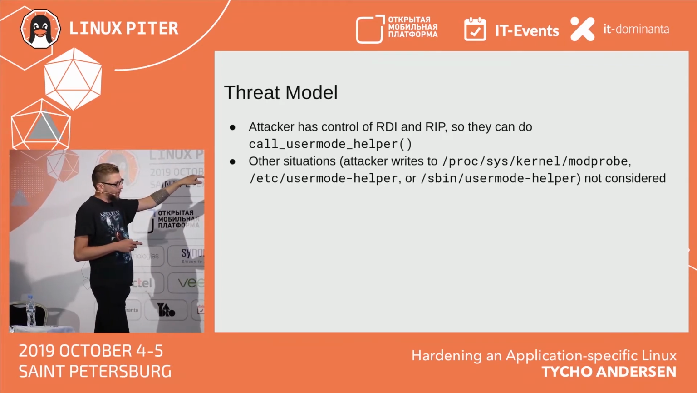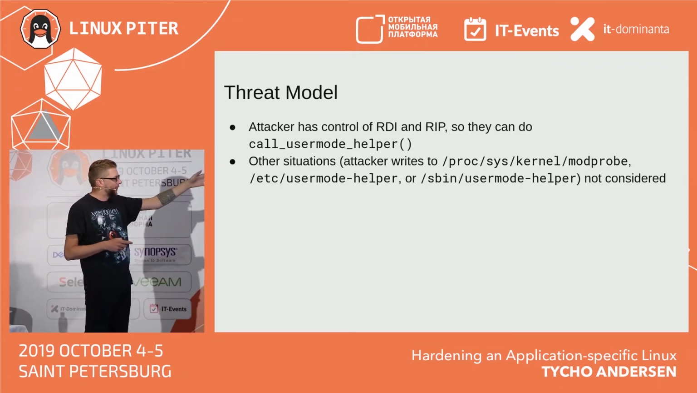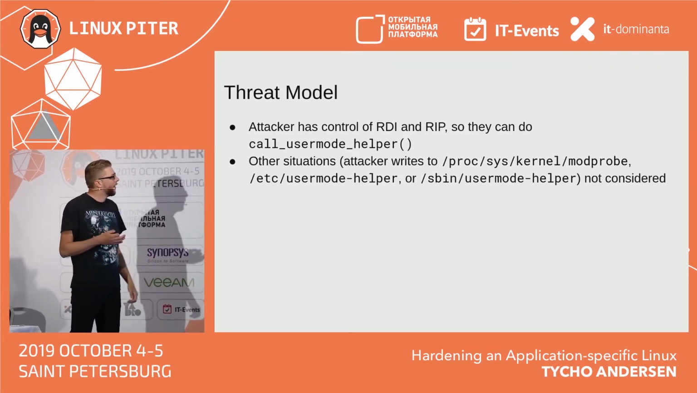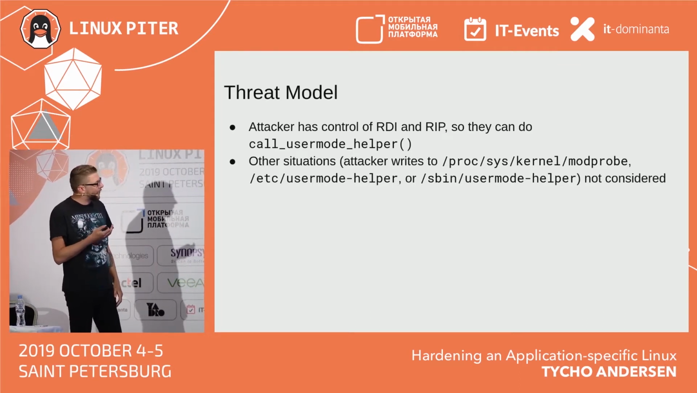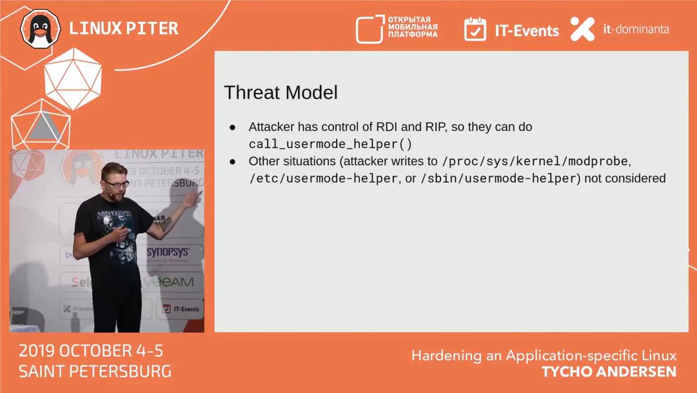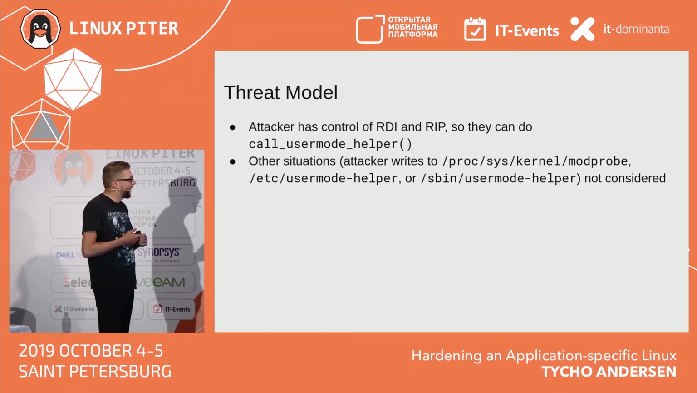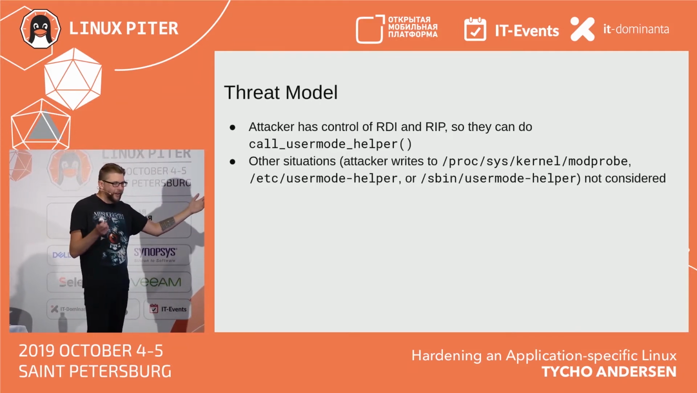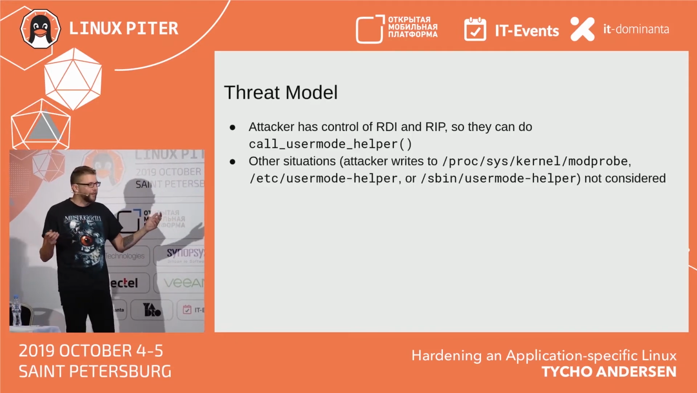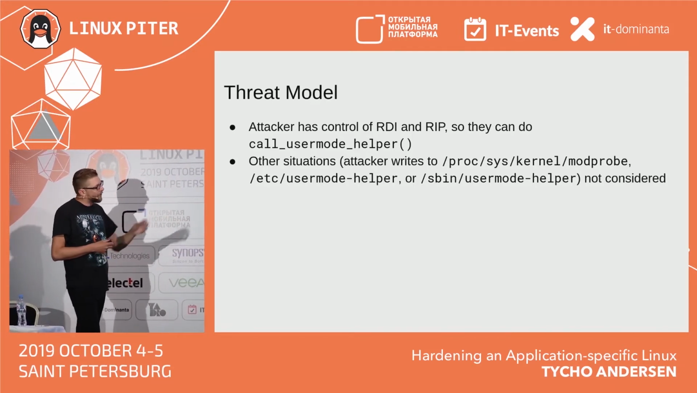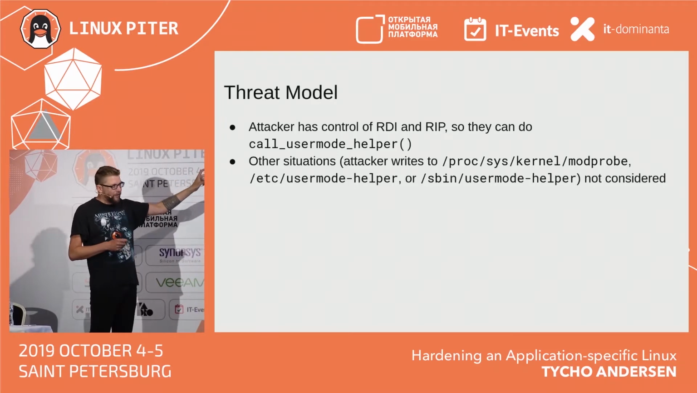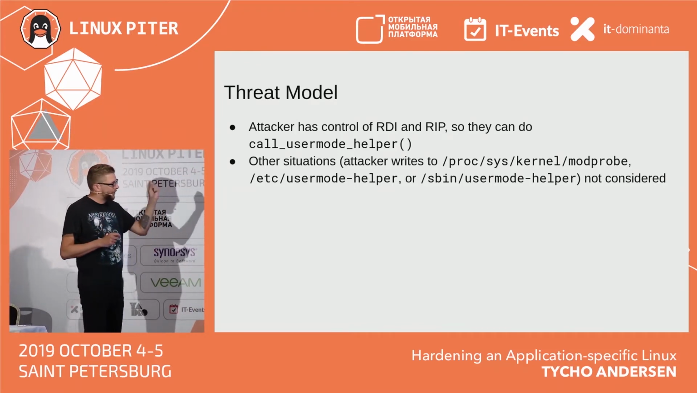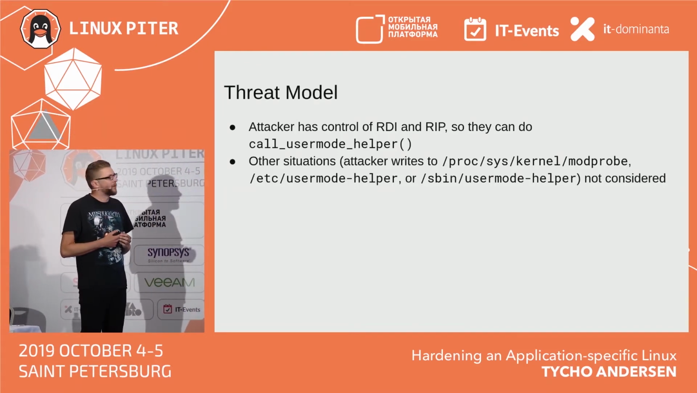There's other situations where the attacker can write to control the sysctl or whatever. We don't consider those, mostly because if they have a setuid cat binary, they can also just overwrite the user mode helper with whatever they want, or they can overwrite the config file, or there's a lot of things that they can do. So this is really, if you're already in the kernel, you have control of these 2 registers, this is the threat that this thing protects against.